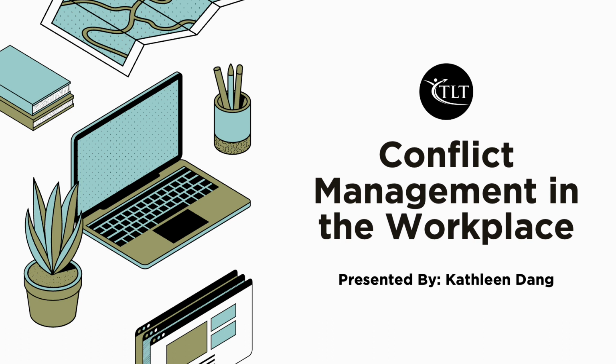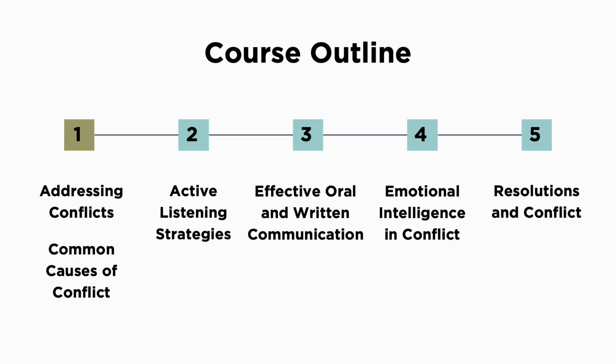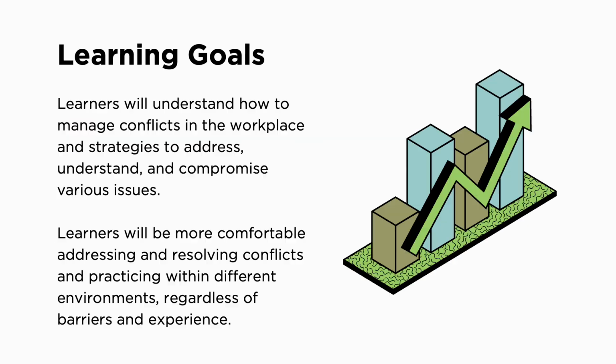In today's presentation, we will teach you how to address, manage, and resolve conflicts in any workplace setting. In this presentation, we will review 5 main key points for conflict management. In this outline, we will first talk about addressing conflicts and the common causes of conflicts. Then, we will discuss multiple active listening strategies and different types of effective oral and written communication. And lastly, we will address the role of emotional intelligence in conflict and methods for resolving conflicts.